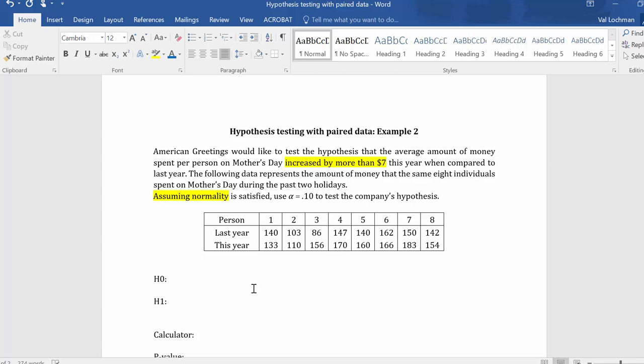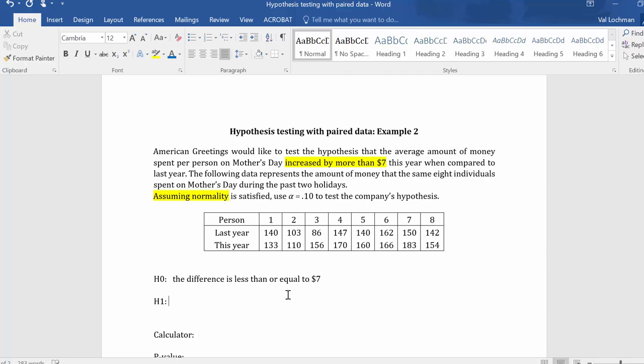Okay, so the null hypothesis in this case will say that there is no difference, but we've got to be careful. The difference is less than $7. Okay, less than or equal to. How do I know? Over here, my hypothesis is that the difference is greater than 7, right? So the money that was spent this year, the amount increased by more than 7. Okay, so this should be the opposite.